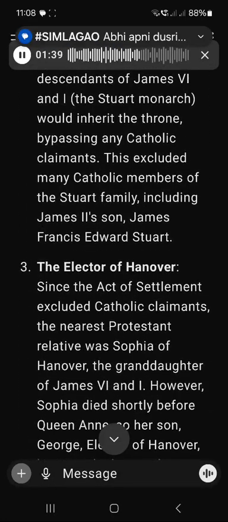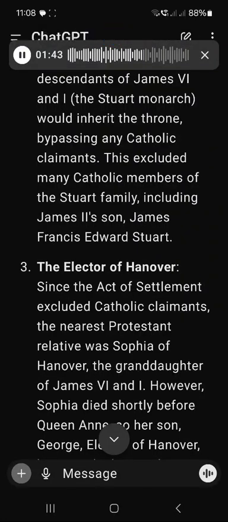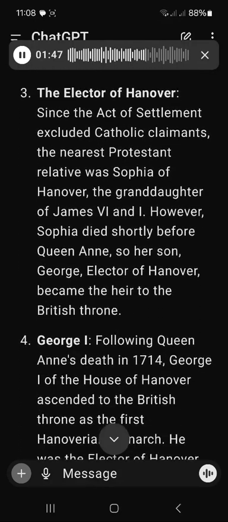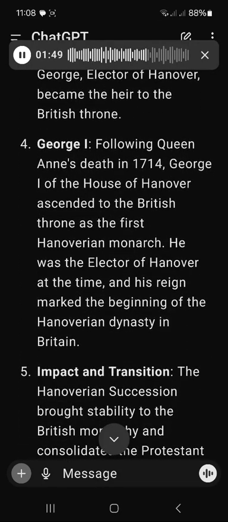4. George I. Following Queen Anne's death in 1714, George I of the House of Hanover ascended to the British throne as the first Hanoverian monarch. He was the Elector of Hanover at the time, and his reign marked the beginning of the Hanoverian dynasty in Britain.